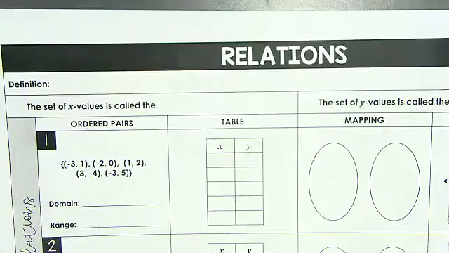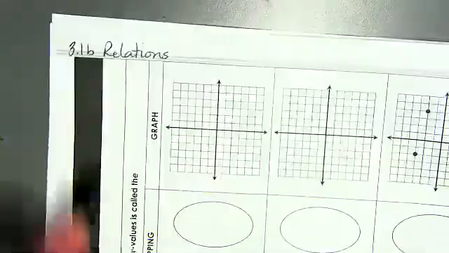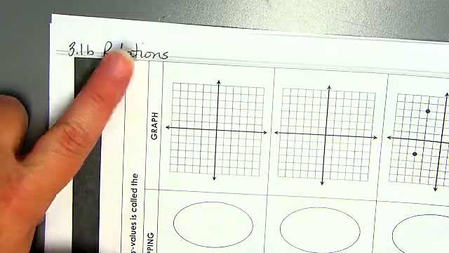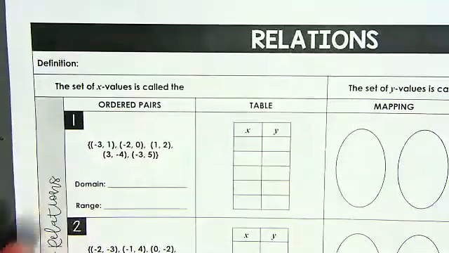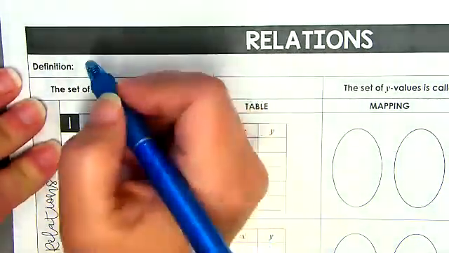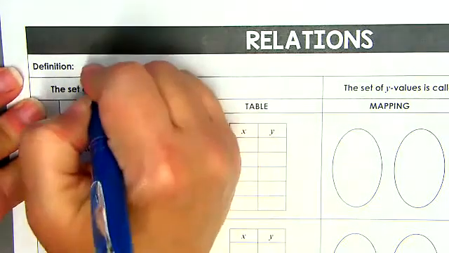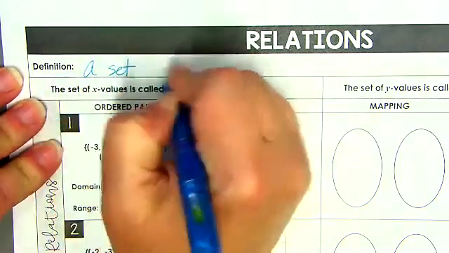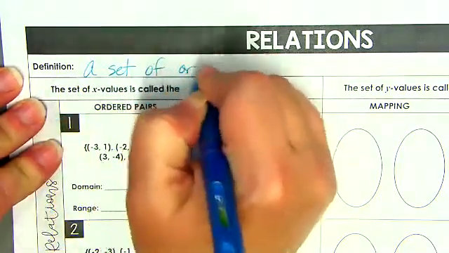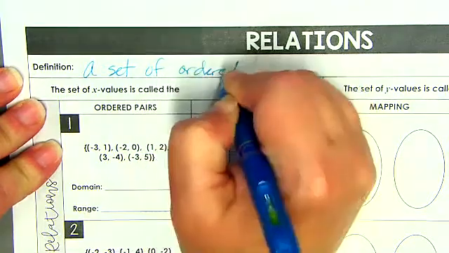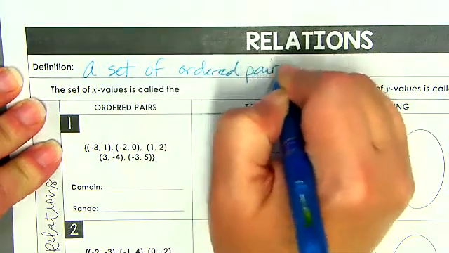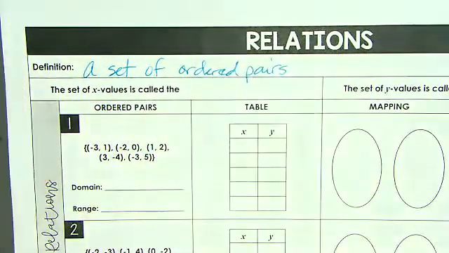Okay, and now we're working on section 3.1b, which is focusing mainly on the relations. Okay, so we're going to define this. A relation is a set of ordered pairs. It's just a set of ordered pairs. It doesn't mean that they're related. It's just a set of ordered pairs.